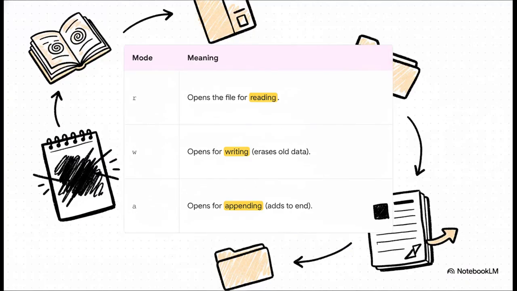This is such a great way to see those intentions we talked about. There are three main modes. R is for reading. That's just looking. W is for writing, which is kind of like opening the notebook to a totally blank page. And A is for appending, which means you're just adding on to the very end of what's already there.